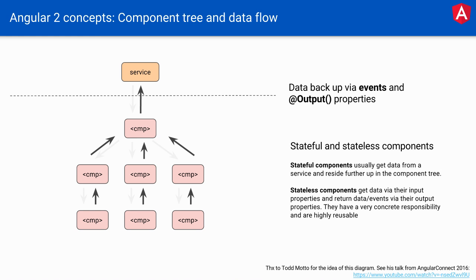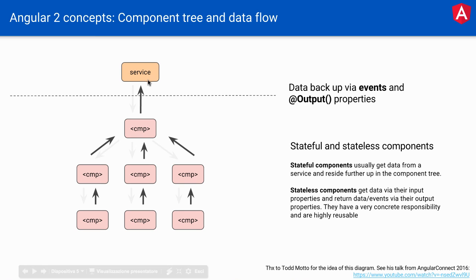Similarly, the data flows also back up again to the service, and that is done via the output properties and events. Now, we actually didn't pass the data back to the service, but imagine in a real world scenario, you would want to pass the data to a service which then invokes the backend for storing the data persistently in some kind of database.